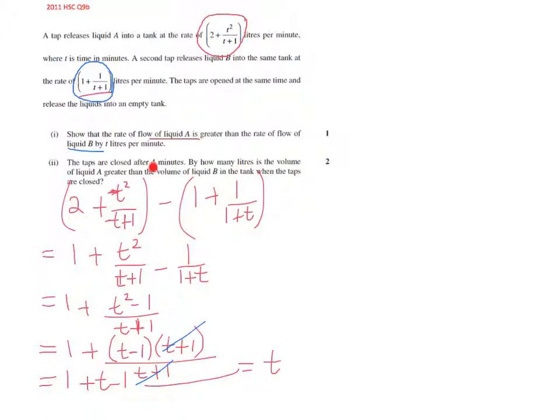The taps are closed after 4 minutes. By how many litres is the volume of liquid A greater than the volume of liquid B in the tank when the taps are closed? Alright, so we want to try and find the volume now, given the rate. And then we also have to find the difference between liquid A and liquid B. So if we were to find an expression for the volume of liquid A, it'd be the integral of this. And if we want to find an expression for the volume of liquid B, it would be the integral of this. And then we would have to integrate both and subtract them.